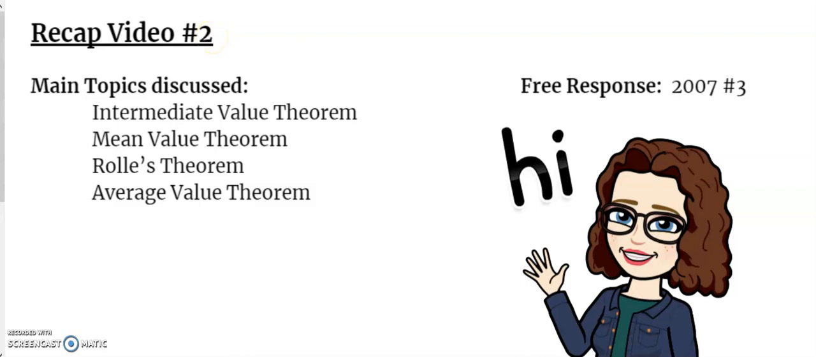Our main topics that we're going to discuss are all of the theorems, going through each one. There was a good theorem review posted for your first semester final that you could also go back and look at. So I'll be going through this with a couple multiple choice, and then there will be a separate video going over the free response 2007 number 3, which is already in your packet.